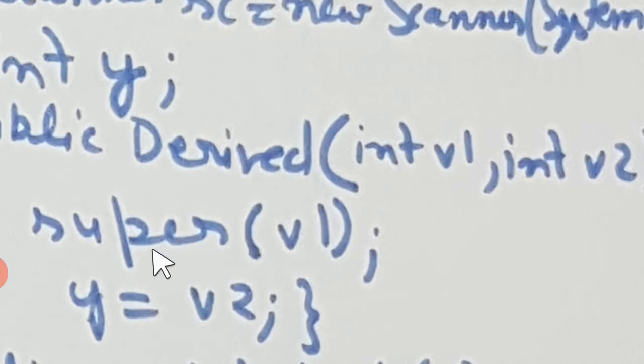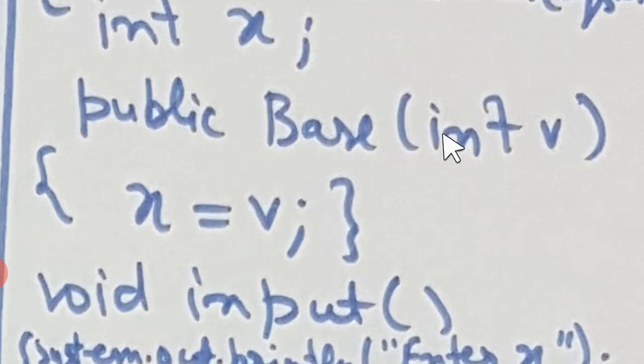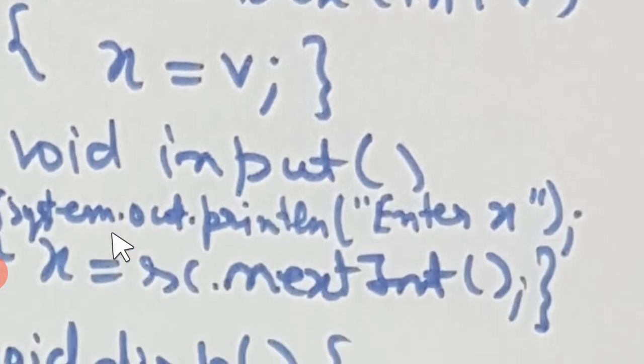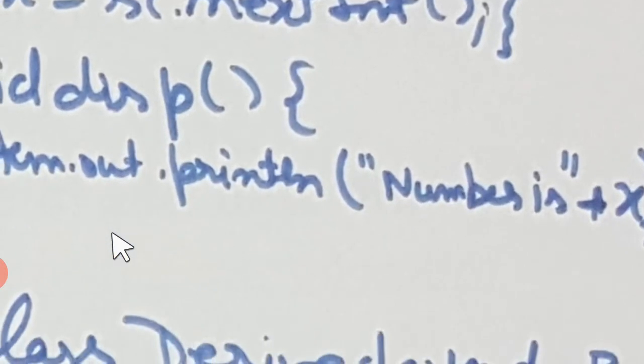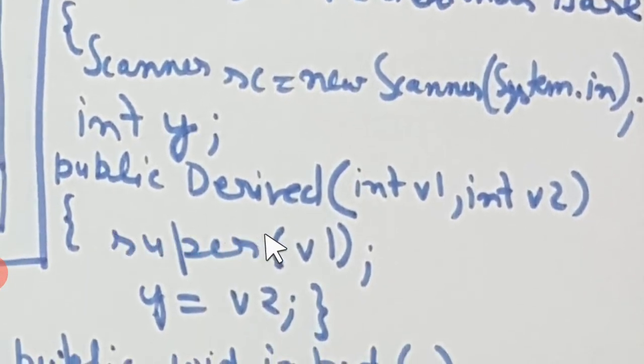So super always refers to the base class. And since it's a parameterized constructor, it is having v1 here. So this v1 which we have passed here will simply be there in this constructor. Instead of v there, that will be the value of v1, and that value will be assigned to x. So in inheritance, this is the way of dealing with the constructor: always call the constructor using the keyword super. And if there is any parameter, then you pass it.